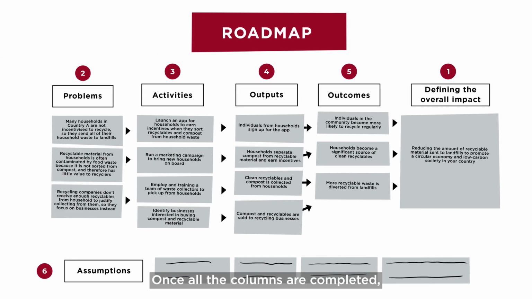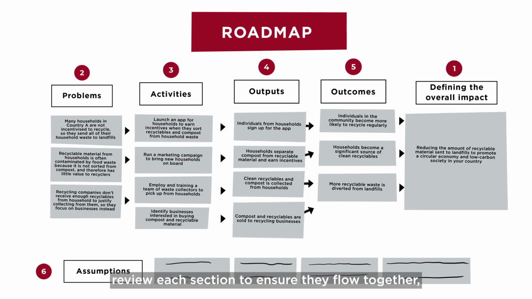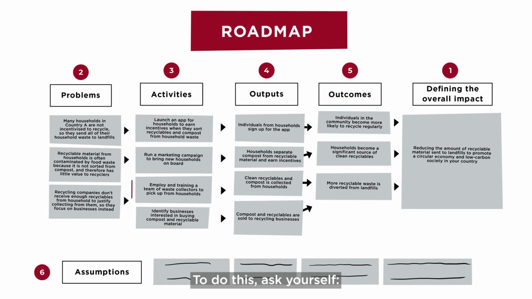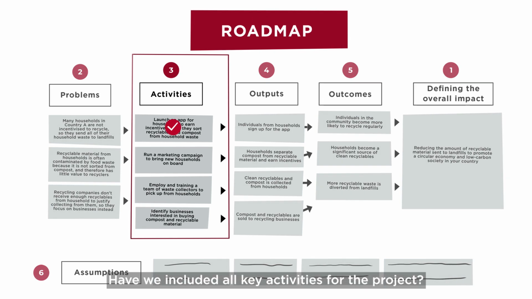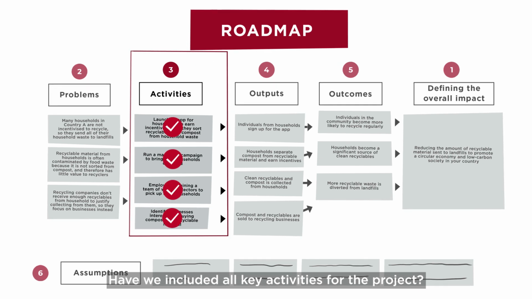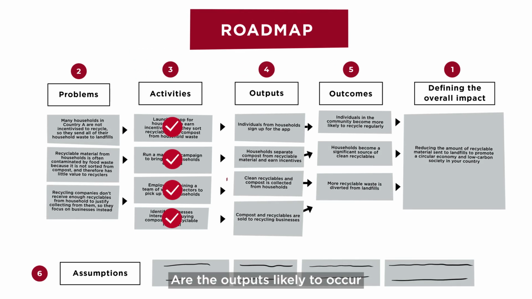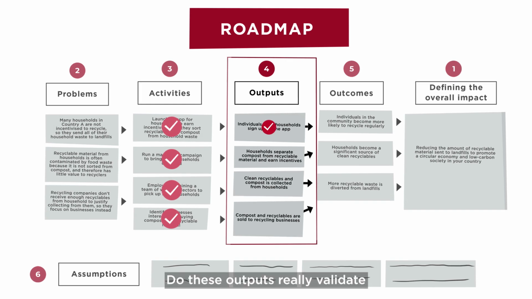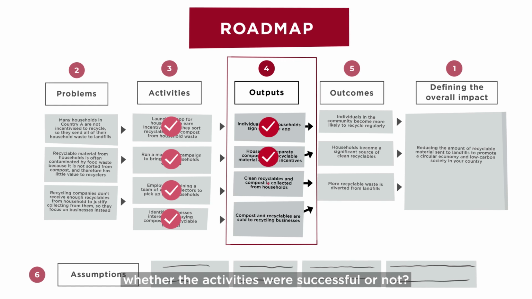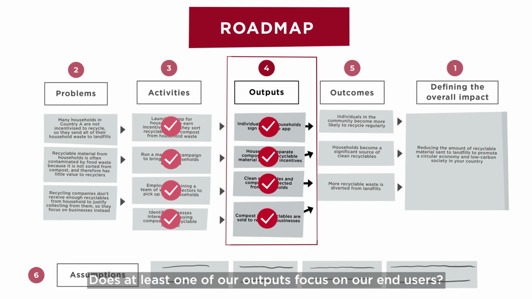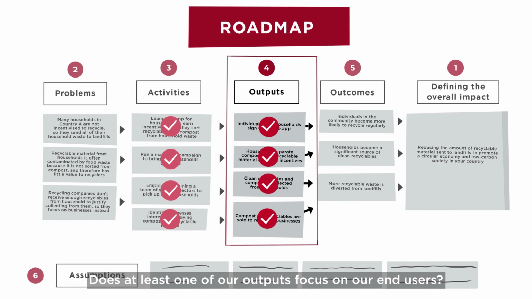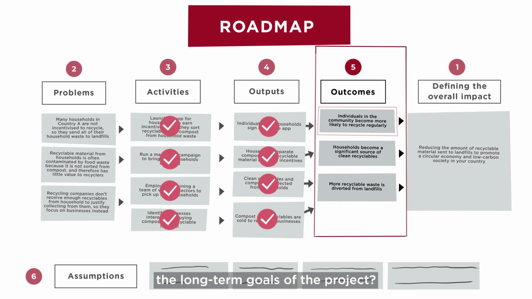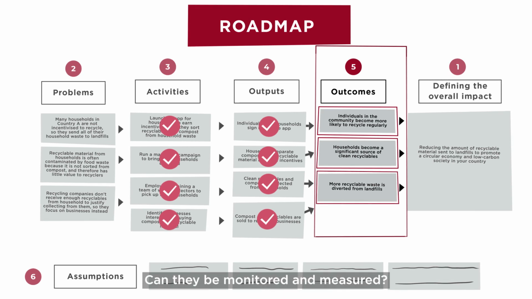Once all the columns are completed, review each section to ensure they flow together and have a logical cause-effect relationship. To do this, ask yourself, have we included all key activities for the project? Are the outputs likely to occur within 6 to 12 months of project implementation? Do these outputs really validate whether the activities were successful or not? Does at least one of our outputs focus on our end users? Do the outcomes actually support the long-term goals of the project? Can they be monitored and measured?